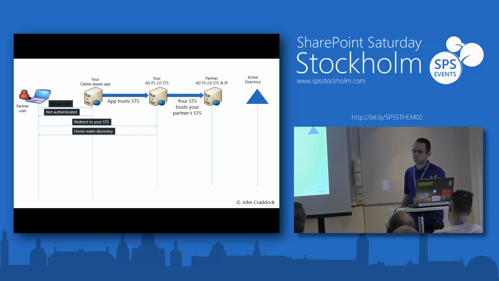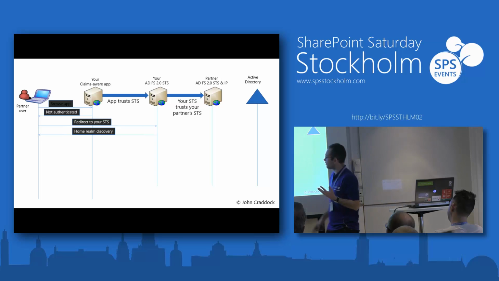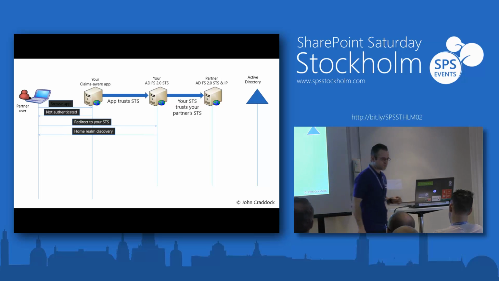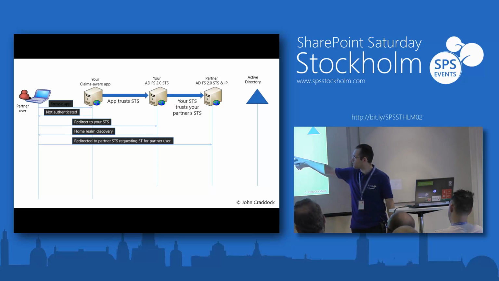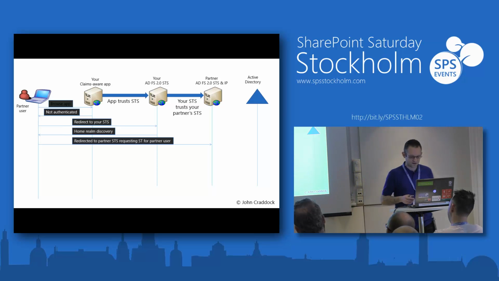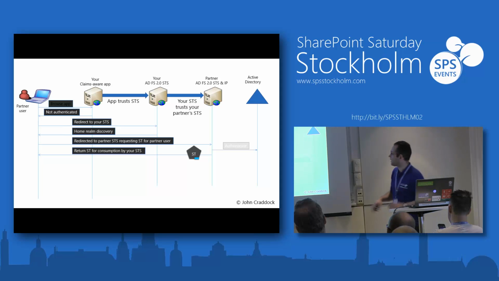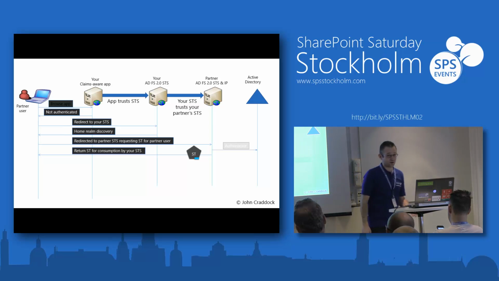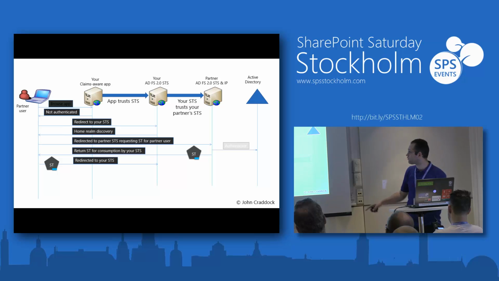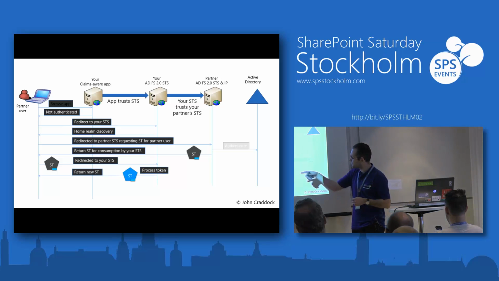That's called home realm discovery. That means, okay, where does the user come from? Is it an internal user or an external user? And then the user is redirected to another ADFS server. And that's typically the ADFS server of the partner itself. And the ADFS server of the partner is connected to its own Active Directory, and it can verify the username and password. Then this ADFS server creates a security token, sends it back to the partner user in a browser, in a cookie, which in turn sends it back to your ADFS server, who repackages the security token, creates another one, and sends it back to the user.